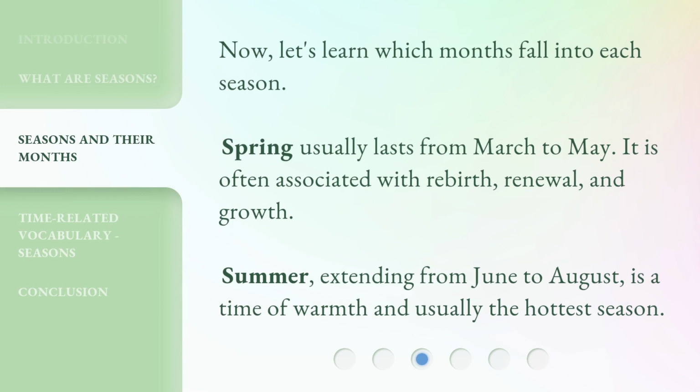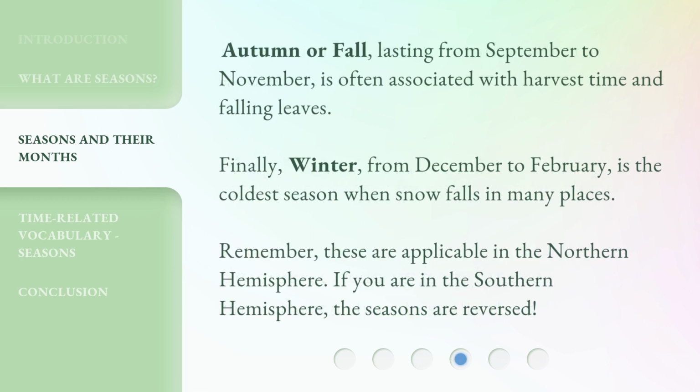Now, let's learn which months fall into each season. Spring usually lasts from March to May. It is often associated with rebirth, renewal, and growth. Summer, extending from June to August, is a time of warmth and usually the hottest season. Autumn or fall, lasting from September to November, is often associated with harvest time and falling leaves. Finally, winter, from December to February, is the coldest season when snow falls in many places.